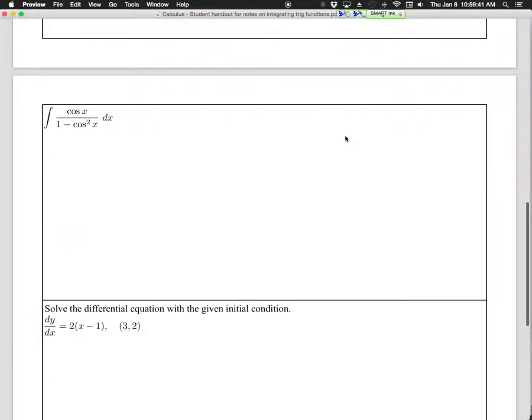All right, next one. I have the integral of cosine over 1 minus cosine squared. If you've got a polynomial on the bottom, you don't want to separate it. You only want to separate it if you have the monomial on the bottom. I don't know what to do. So, do I know how to integrate cosine squared? No, so that tells me I've got to do something.